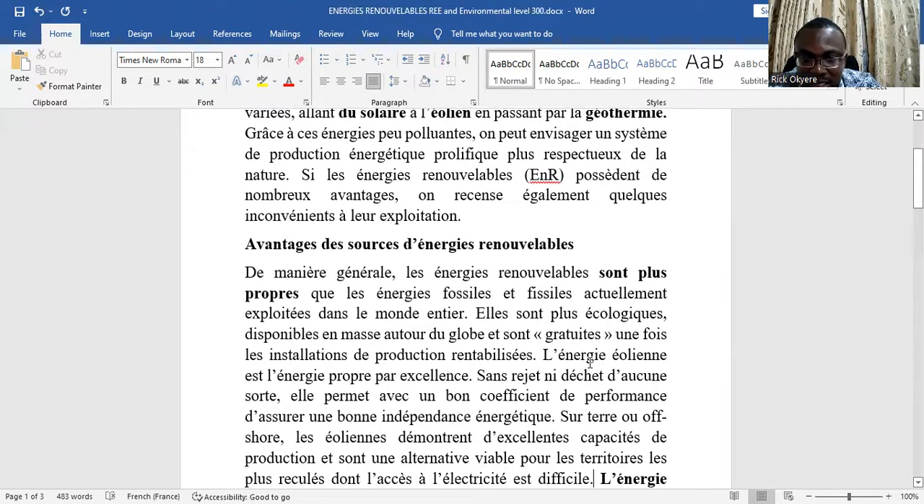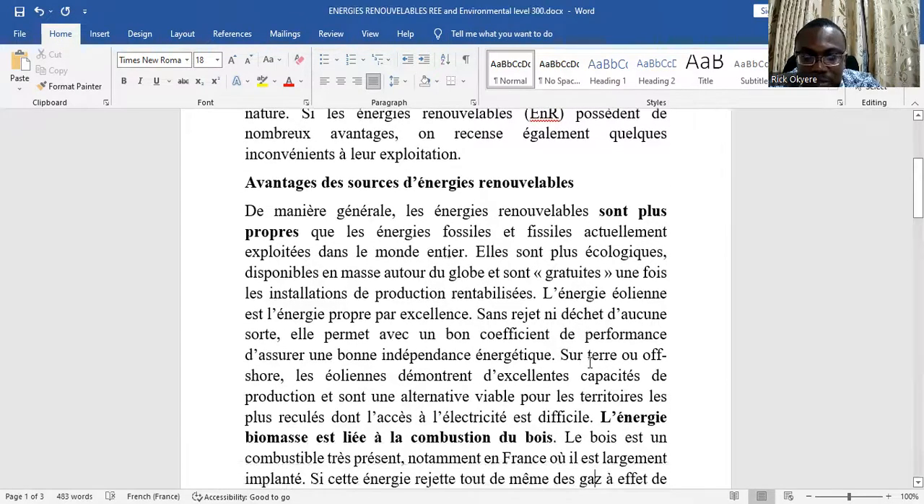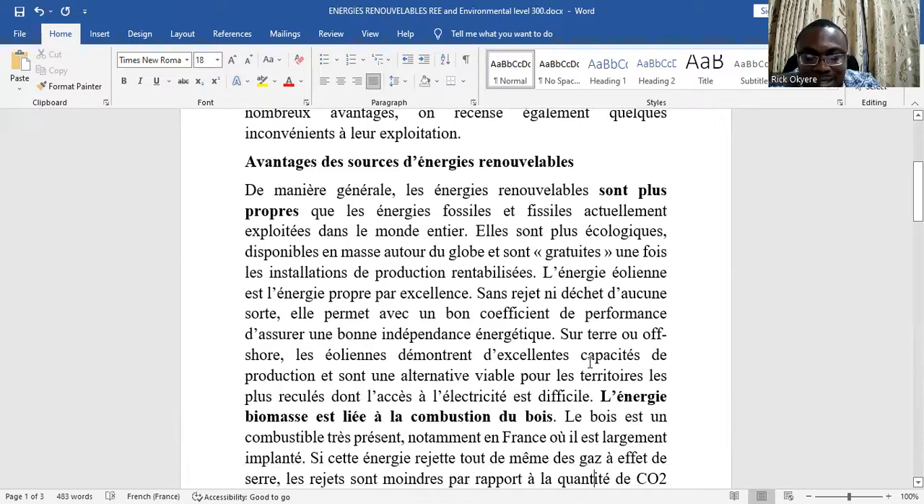Sans rejet ni déchets d'aucune sorte, elle permet avec un bon coefficient de performance d'assurer une bonne indépendance énergétique. Sur terre ou offshore, l'éolien démontre d'excellentes capacités de production et sont une alternative fiable. They are a viable alternative pour les territoires les plus reculés et dont l'accès à l'électricité est difficile. So renewable energies are very viable alternatives for places whereby electricity is difficult to come by.